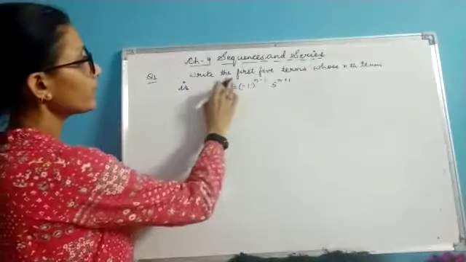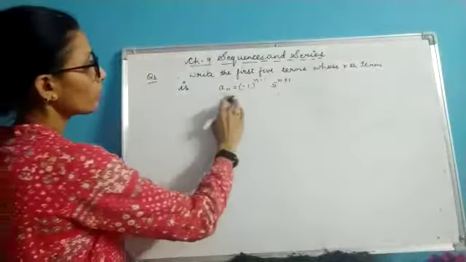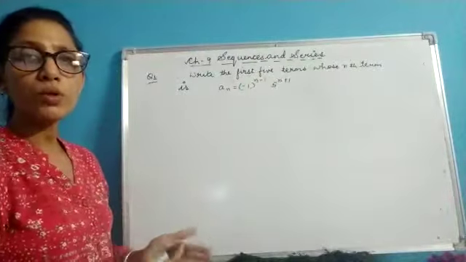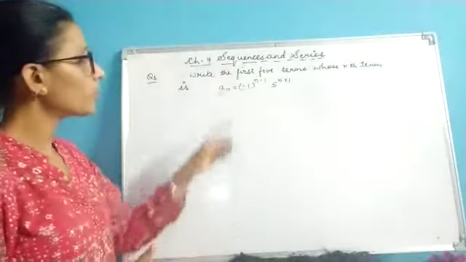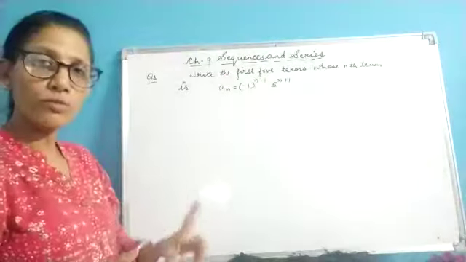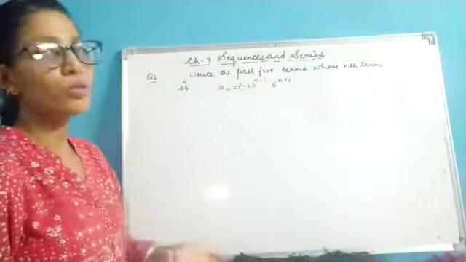It is given, write the first 5 terms whose nth term is this. Now we are given the nth term and we want to find the first 5 terms. What do you have to do? Simply you have to replace n first with 1, then with 2, then with 3, then 4 and then 5. That will give you the 5 terms.